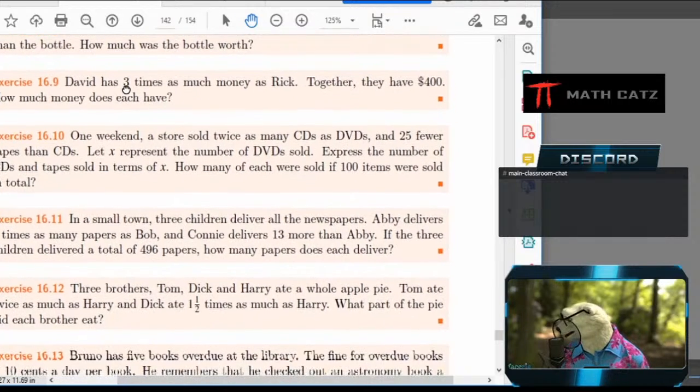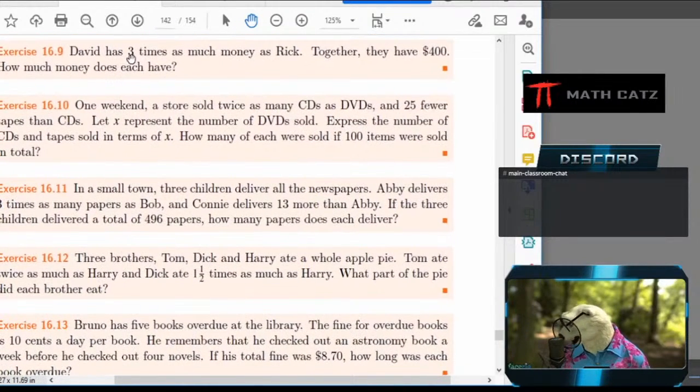Now, I'm not going to do 16.8 as the first one. I want to warm up a little first with something like 16.9. So let's read it and then see. David has 3 times as much money as Rick. Together they have $400. How much money does each one have?